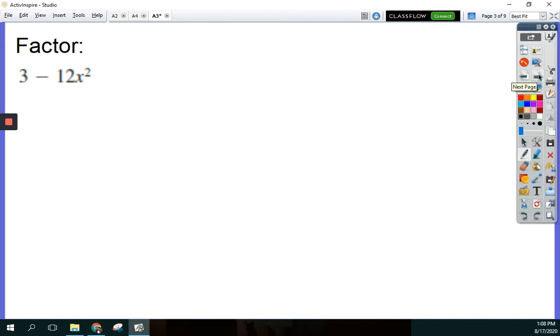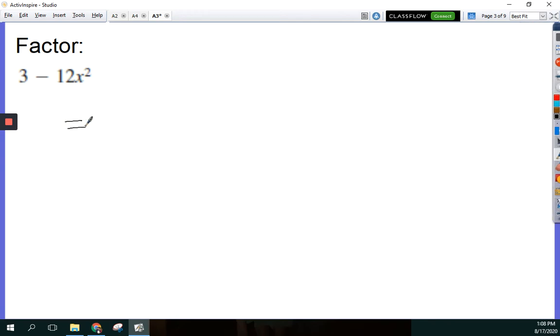All right, so we have 3 minus 12x squared. Our first step is we want to check and see if we have any greatest common factors, which we do. 3 and 12 have a common factor of 3, so we want to pull that or factor it out to the front. So then we're going to be left with 1 minus 4x squared.